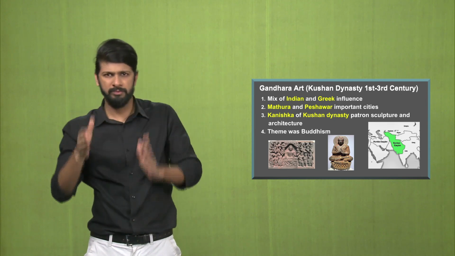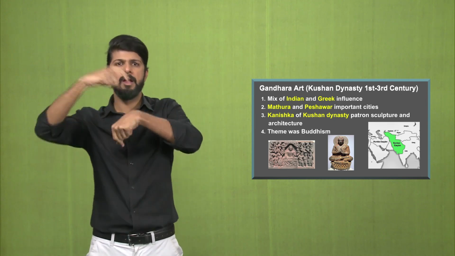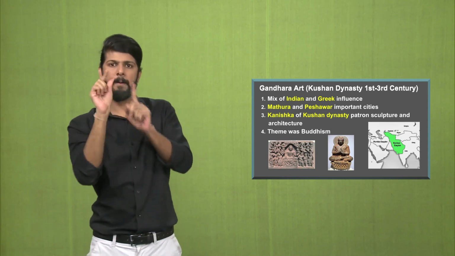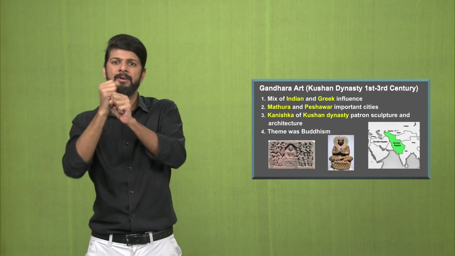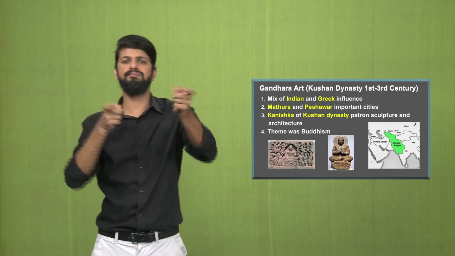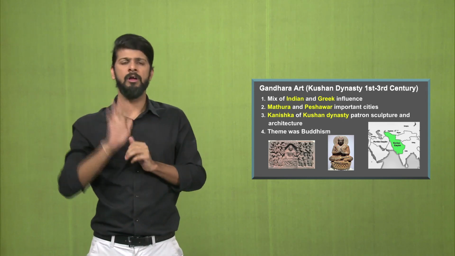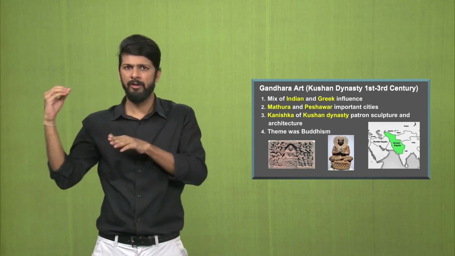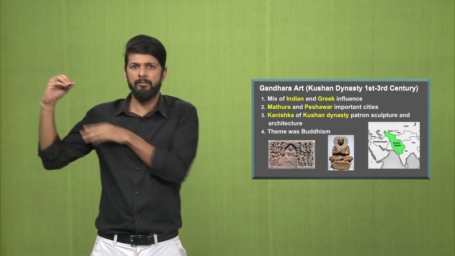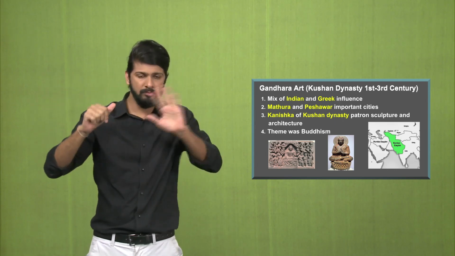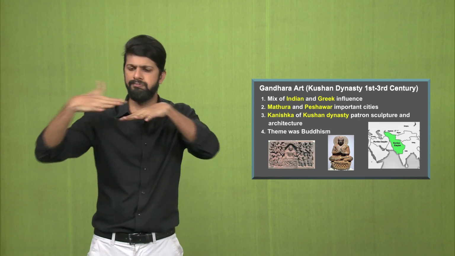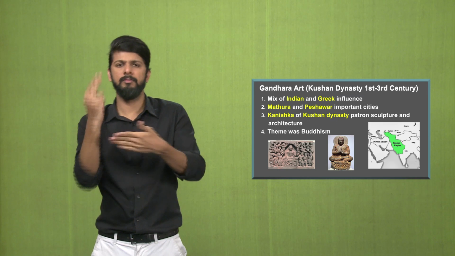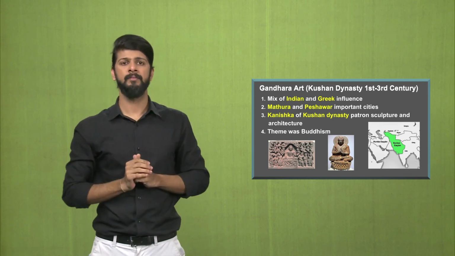The Kushan dynasty thrived between the 1st to the 3rd century AD and included Pakistan as well as Afghanistan. This art form had a mix, or a synthesis, of Greek influence as well as Indian influence. This was depicted in the painting, in the art, in the sculpture.